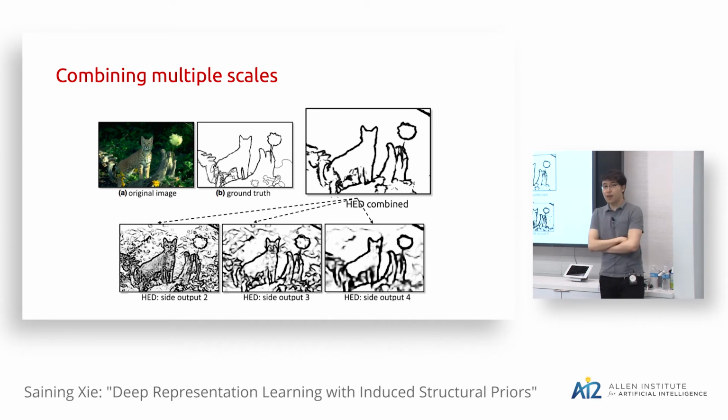Because we have a fusion loss as well, we can also combine the multiple scales into one final prediction result. So here are the different scales of our edge detectors, right? And by learning to combine them together, we can get something that is much better than a Canny edge detector and is close to our human perception.